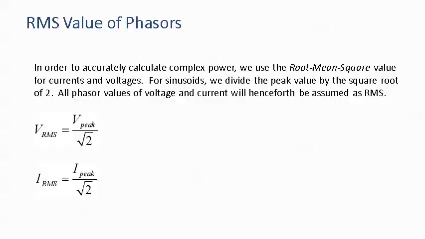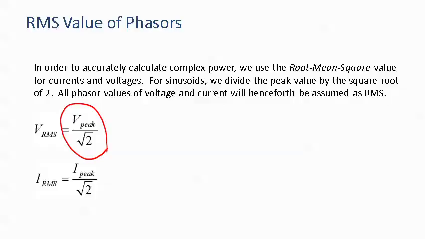Now, to calculate power with phasors, we have to use what we call the root mean square value of the quantities rather than the peak values, or we'd get too much. We would apparently have too much power. So the effective value of a sinusoidal quantity is going to be the peak value divided by the square root of 2. That's for the waveform of a sinusoid. Other waveforms have different constants to define their RMS values.